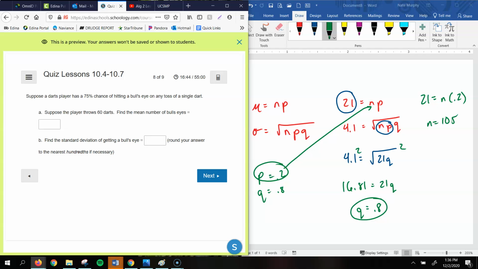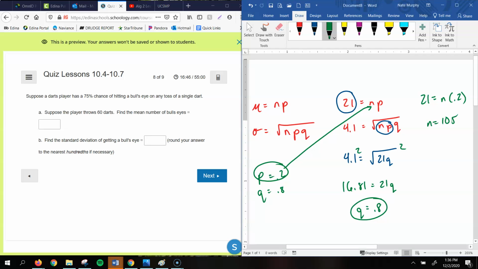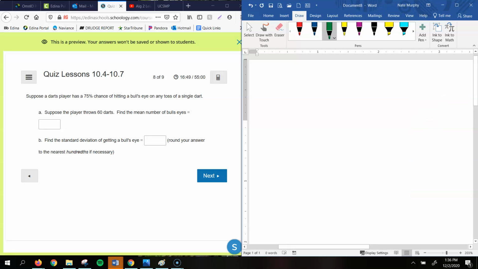All right, so here it says, suppose a dart player has a 75% chance of hitting a bullseye on any toss of a single dart. Suppose a player throws 60 darts, find the mean number of bullseyes. So remember, to find the mean, we take just the number of trials times the probability of a success. The number of trials here would be 60 throws of the dart, and he has a 75% chance, or 0.75, of getting a bullseye each time. So we would just take 60 times 0.75, and when you do that, we get 45.